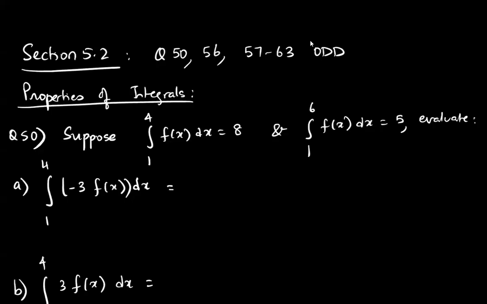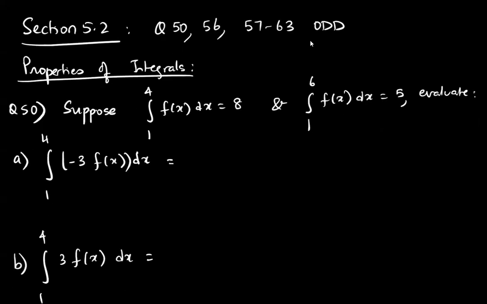So in this first problem, we are going to use the properties of integrals. In the first one, we are asked to evaluate. What we are given is the integral of f of x dx between the limits 1 to 4 is 8. But what if there is a constant multiple of -3? The rule says that this is the same as -3 times the integral from 1 to 4 of f of x dx. We already know what this integral is, so we just multiply the two and we get -24 as our answer.